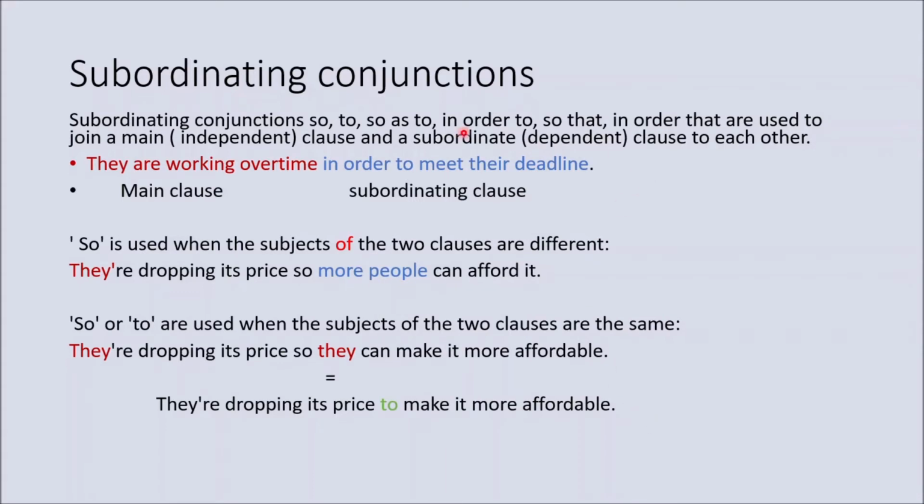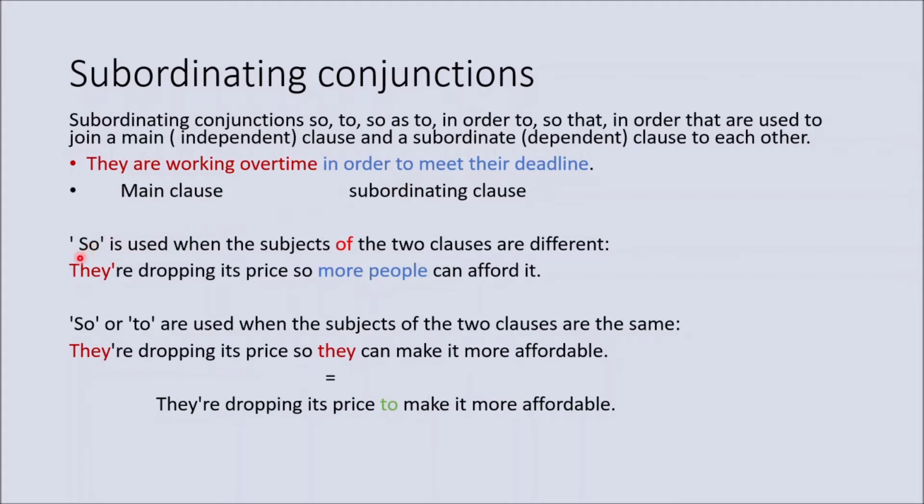Subordinating conjunctions so, to, so as to, in order to, so that, in order that, are used to join a main independent clause and a subordinate dependent clause to each other. Let's retell this in other words. As you see in the sentence, they are working overtime in order to meet their deadline. We see the main clause, they are working overtime. And the subordinate clause is giving us the purpose why they are working overtime.